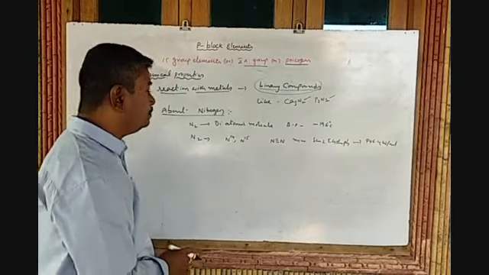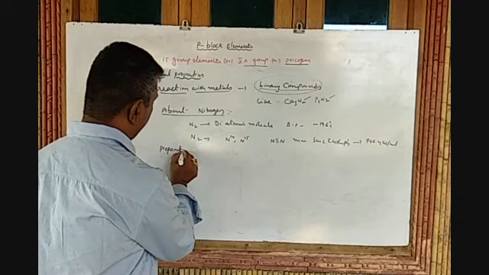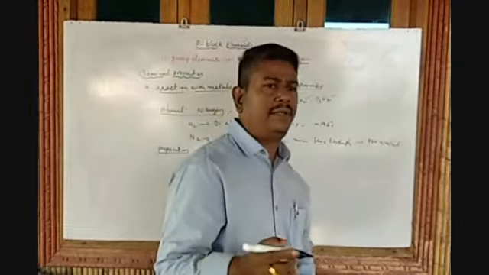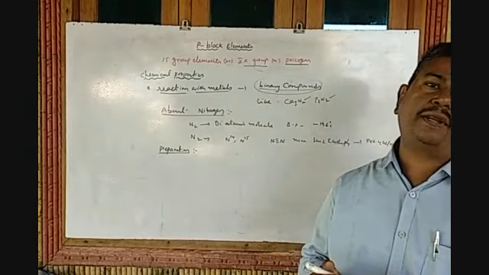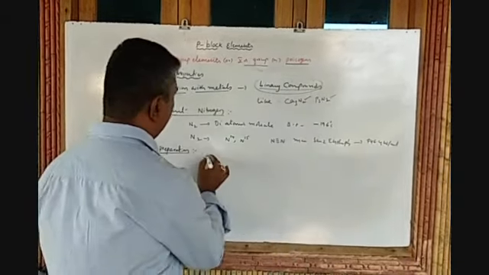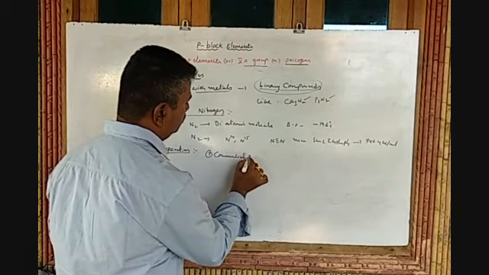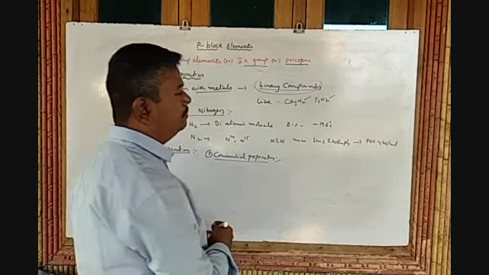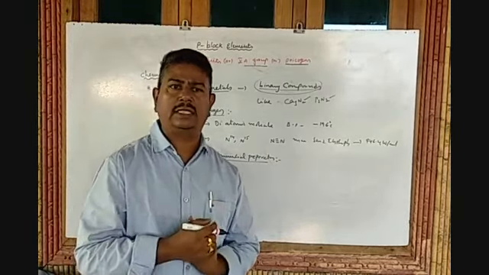Okay. Now, preparation. For every element, we have two types of preparation: laboratory preparation method and commercial preparation method. First of all, we discuss the commercial preparation. Commercial preparation means we require a large amount of nitrogen. Am I right? That is the commercial method.